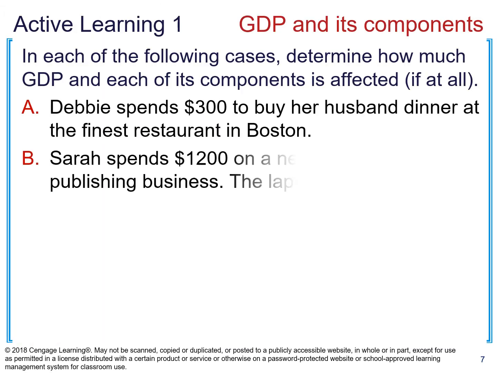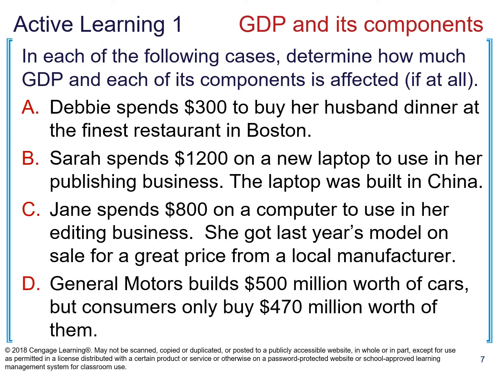A couple more things in here. Let's do this learning activity really quick all together. In this learning activity, we need to read the statement and see what happened with GDP by these different people doing these different transactions in our economy. So the very first one, and we need to tell which component of GDP is going to be affected.